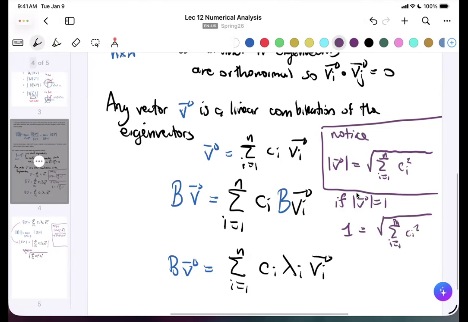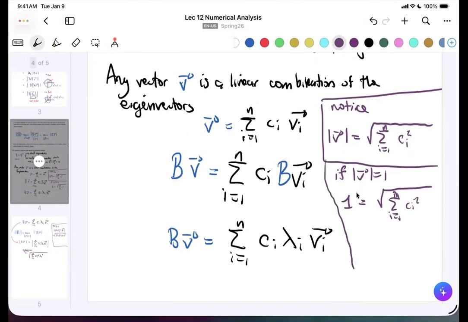And then you square both sides just to get rid of the square root, which is kind of annoying. And then you get that 1 is the sum from i equals 1 to n of ci squared. Okay. So all these coefficients ci, their squares have to add up to 1, because that's the equation of a unit sphere, right? What is the equation of a circle or a sphere? That the sum of the squares equals 1. So that's another way of saying that you're dealing with a unit vector.